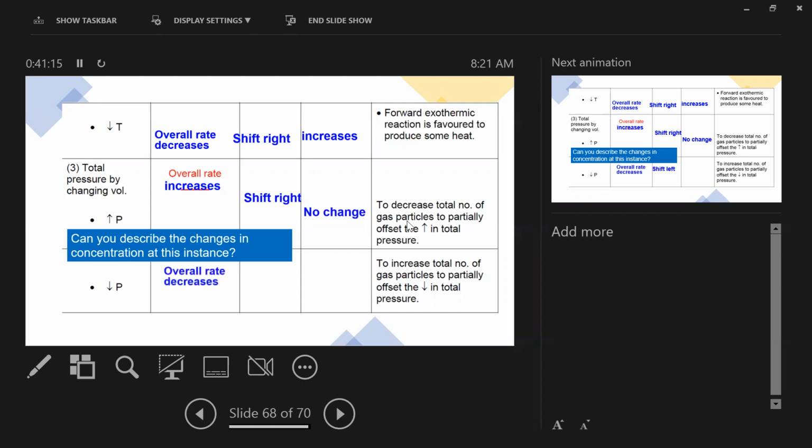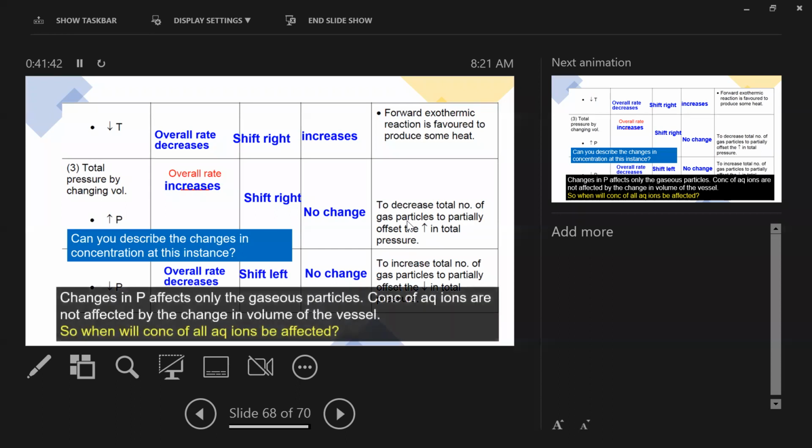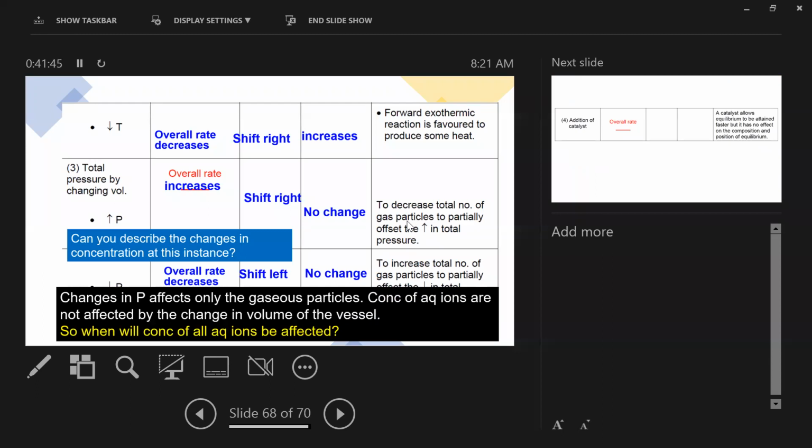Now, of course, if your concentration drops, then the rate will decrease according to collision theory. And it will favor the side with more gas particles, in order to increase the concentration of the gas particles. So again, no change because there is no change in temperature. With this, we emphasize that changes in pressure affect only the gaseous particles. Concentration of aqueous ions is not affected by change in volume of the vessel.